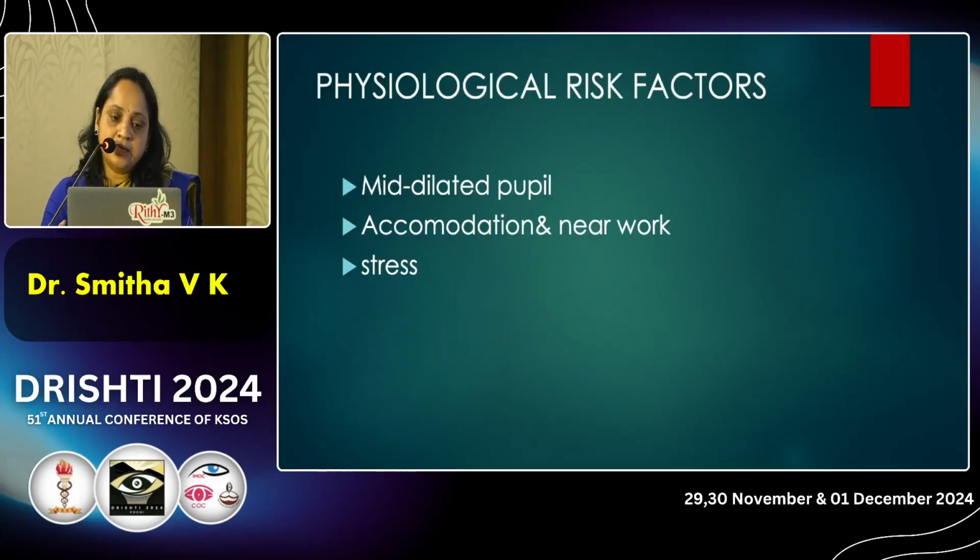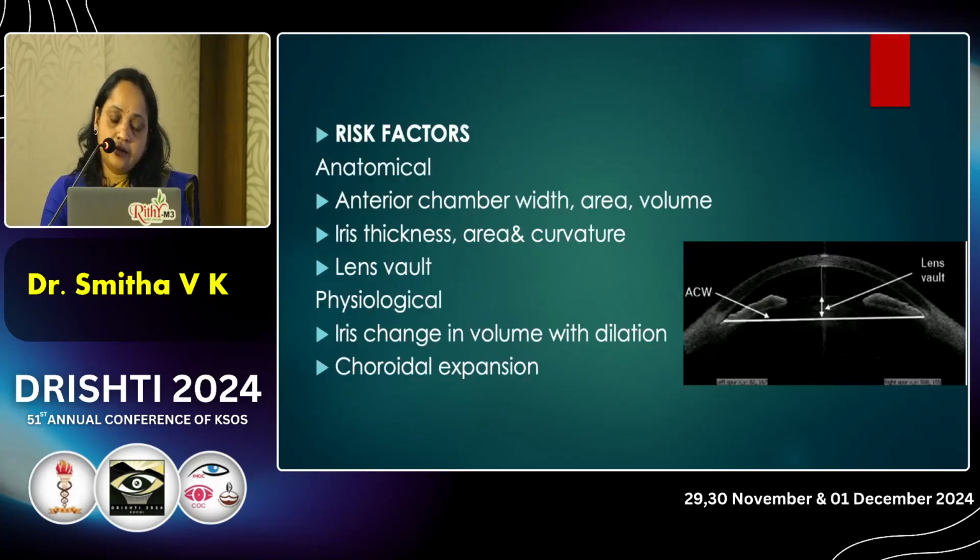If the pupil is mid-dilated, especially in twilight or in theaters, there is increased risk for angle closure. And with increased stress, there is pupillary mydriasis, which leads to angle closure. With the new techniques like UBM and anterior segment OCT, newer anatomical factors have been identified. It includes the decrease in the anterior chamber width, area, and volume. There is increased risk for angle closure.